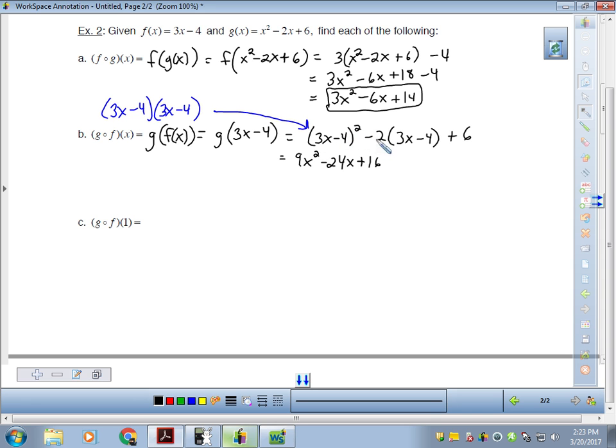Then we need to take this negative 2 and distribute it into the parentheses. So negative 2 times 3x is negative 6x. Negative 2 times negative 4 is positive 8. And then we still have plus 6. And then the last thing to do is combine like terms. So we have 9x squared. Negative 24x and negative 6x makes negative 30x. 16 plus 8 is 24, plus 6 is positive 30. And so there is my function.